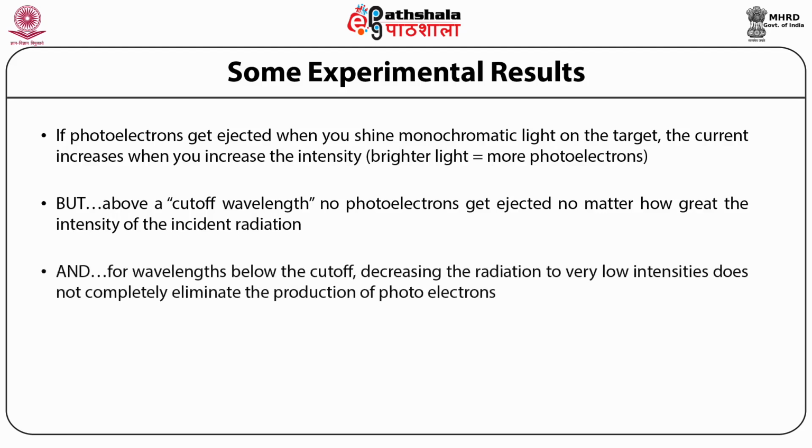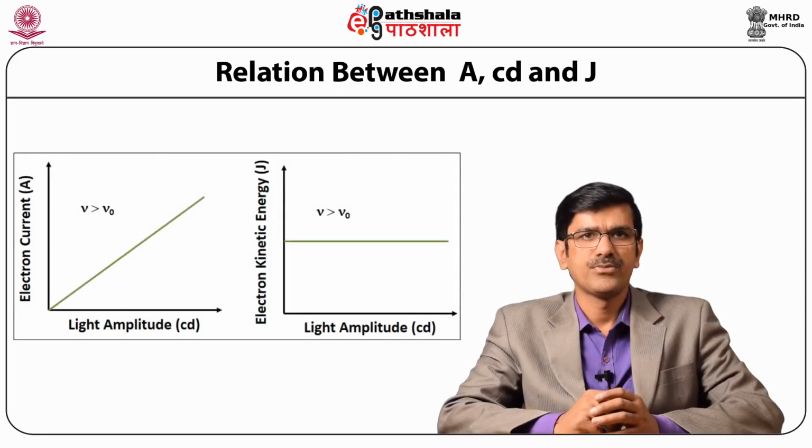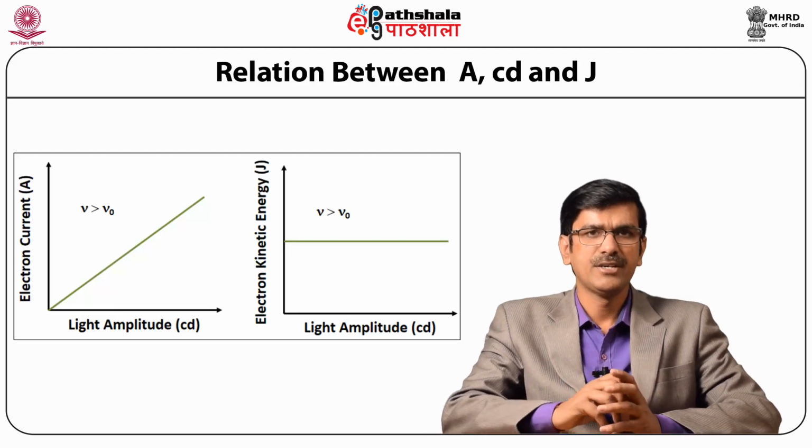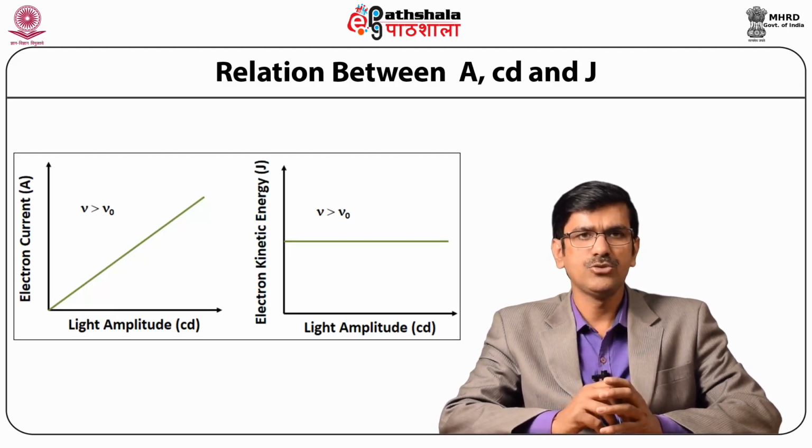And for the wavelengths below the cutoff, decreasing the radiation to very low intensities doesn't completely eliminate the production of photoelectrons. From the graph, we can see the relation between kinetic energy of photoelectrons, light amplitude, and electron current. Symbol A represents the ampere, which is the unit of electric current. J represents the joule, which is the unit of kinetic energy, and CD represents the candela, which is the unit of the light amplitude or luminous intensity.